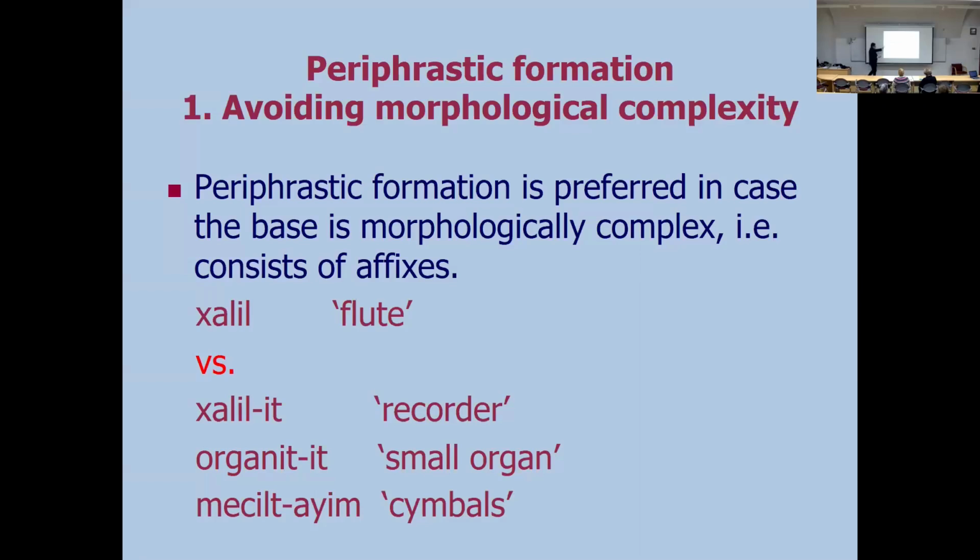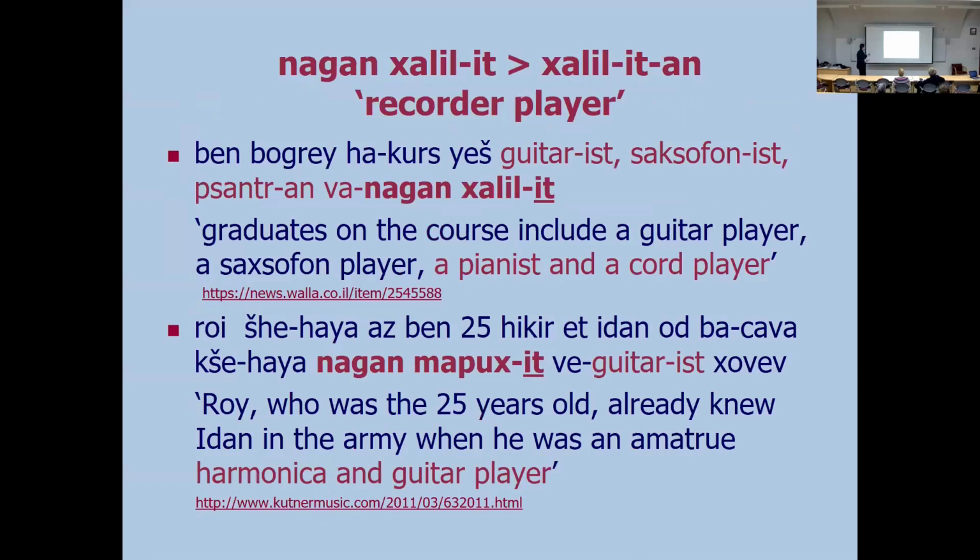So for example, Khalil is basic. It's a flute. Khalilit means recorder. The it is some sort of a diminutive suffix. It's also a feminine suffix, by the way, but here it's diminutive. But here it's not diminutive. It's just this thing. Okay, it's another type of instrument. Or organ, we have organit, which is a small organ. Or metziltaim, here it has the aim suffix, which means it's this tool. Okay, so it's some sort of dual form, even though there is no independent base. But what I'm saying is that these musical instrument nouns are morphologically more complex because they consist of affixes, and this is why they are less likely to participate in further derivations.